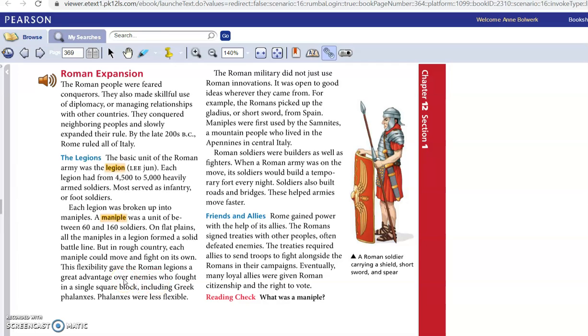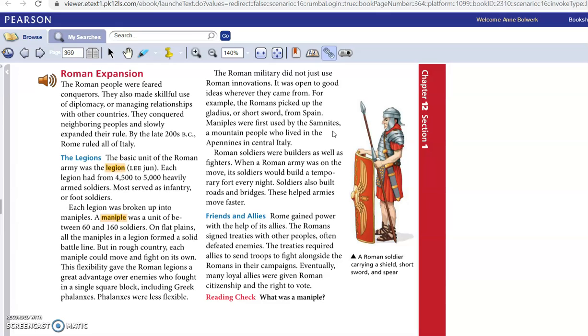But they were able to break apart. Each legion could break apart into their separate maniples, and they could move and fight on their own. Because of their ability to fight together and apart, Roman legions were very flexible and very successful in combat. Romans picked up the gladius, or short sword, from Spain. Maniples themselves were first used by the Samnites.